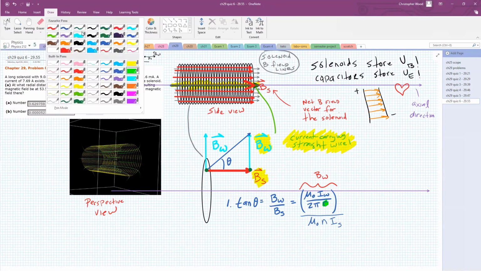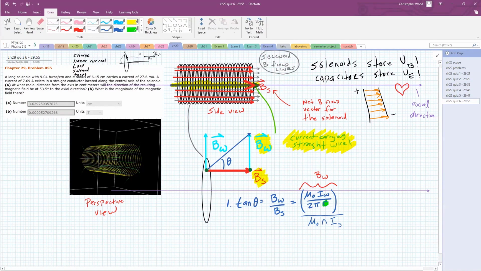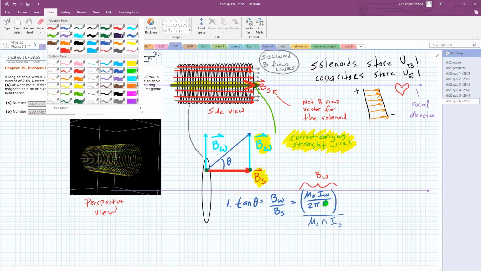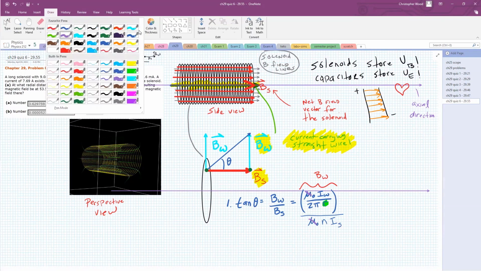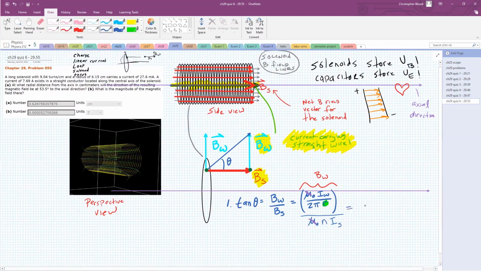So let me just, you can see some simplification. Mu naughts cancel. So no need to drag that along anymore. So a couple more pieces of input for me, and then you're on your own. You know the current flowing through the wire. And then you need to divide by 2 pi r. And that r, again, is the dollar sign.